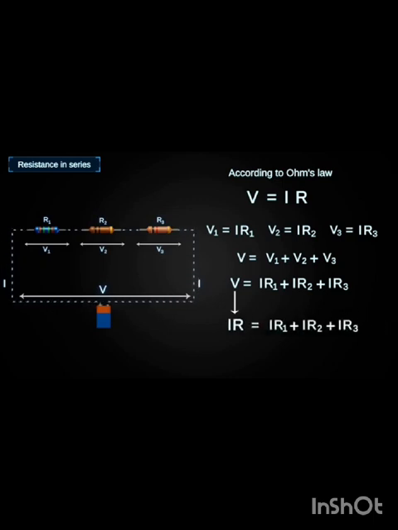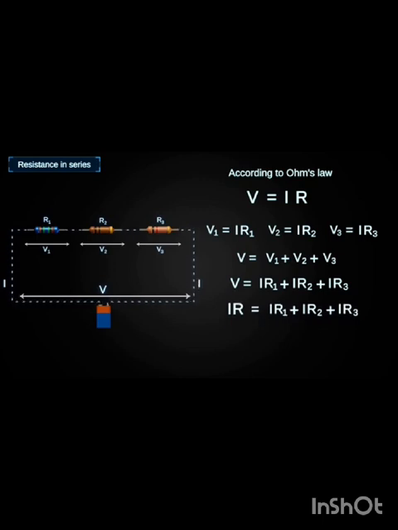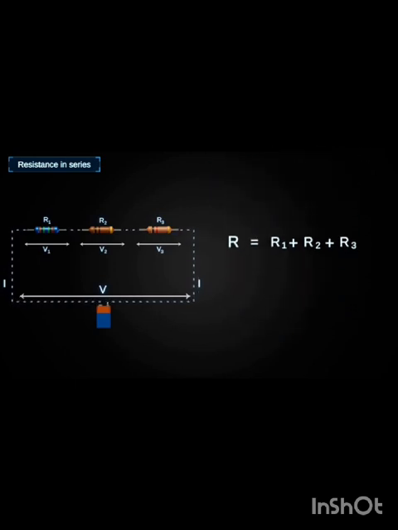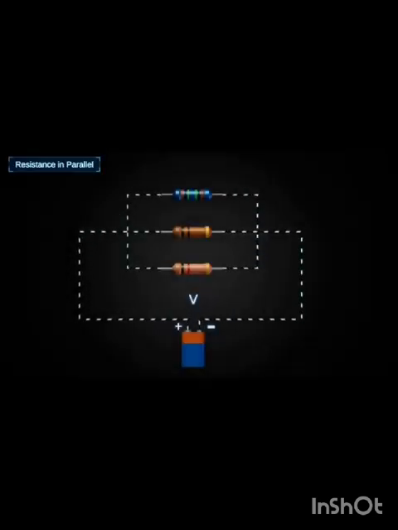Next, substituting the value of V in the equation, current gets cancelled on both sides. Hence, we get the total resistance R is equal to the sum of the three different resistors, which is the total resistance in series. Next, we are going to see about resistance in parallel.